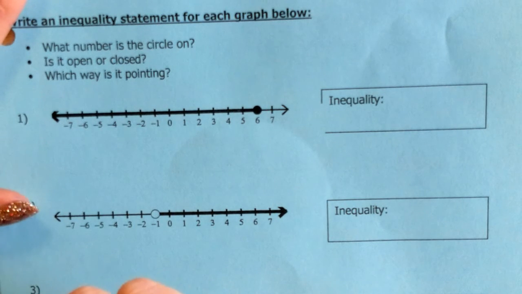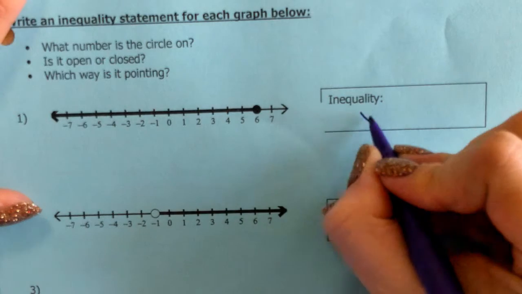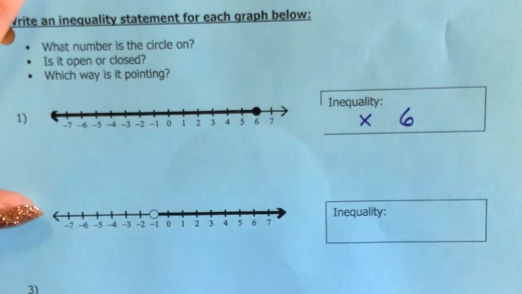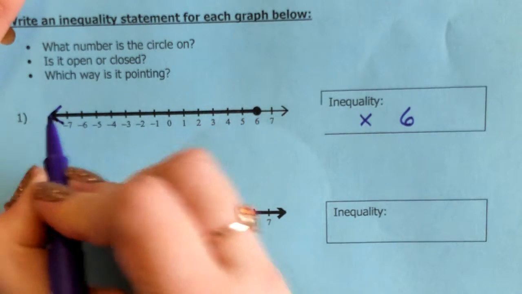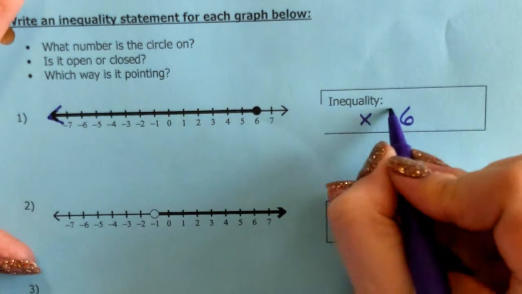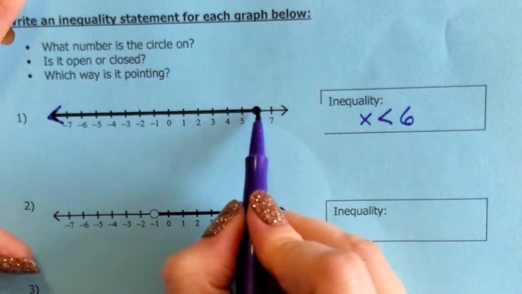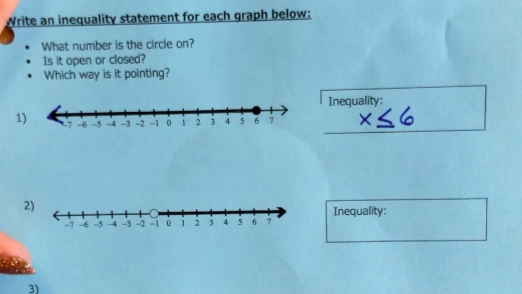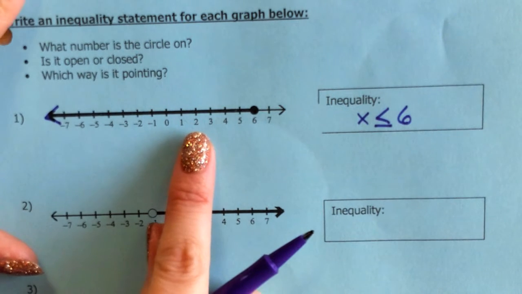So I'm going to look at this. First thing I need is a variable. I'm going to use x. X, circle is on 6. Okay, I look at where the arrow is pointing. It's pointing to the left. And because it's a closed circle, I know I need the equal to. So this is the graph of x is less than or equal to 6.